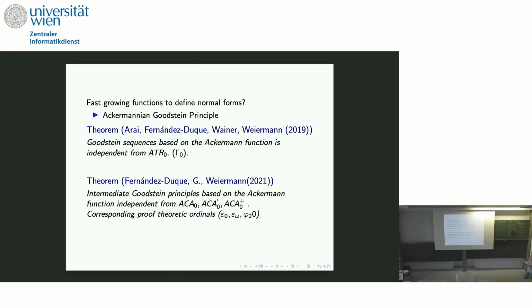So there are quite different fast-growing functions that you can pick from. One of them is the Ackermannian function. And Rai, with David and Andreas and Weiner, took the Ackermann function and went through this whole process. And they showed that these Goodstein sequences, based on this Ackermann function, which was a sort of complex sandwiching way to write natural numbers, are independent from ATR0. And ATR0 has proof theoretic strength gamma naught. Gamma naught is the first fixed point of the Veblen hierarchy, for the binary Veblen hierarchy.